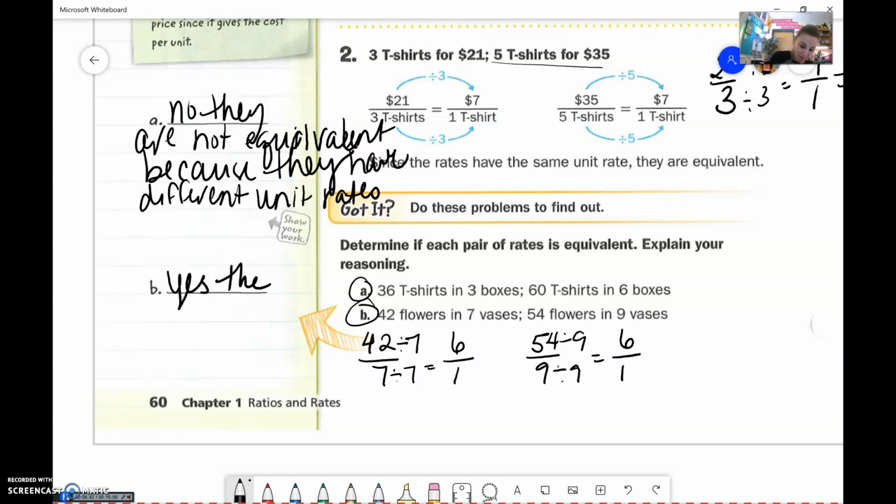Yes, they are equivalent. Okay, yes, they are equivalent, because they have the same unit rate.